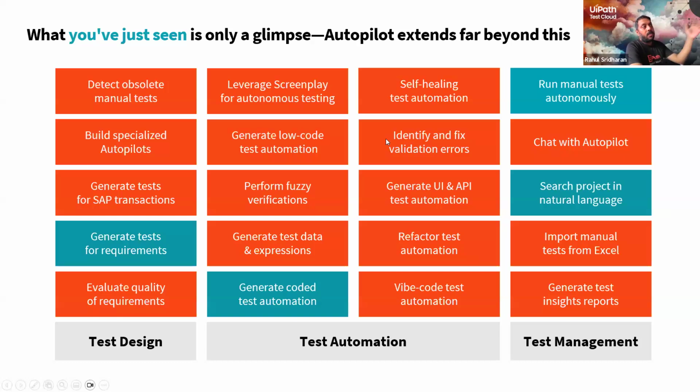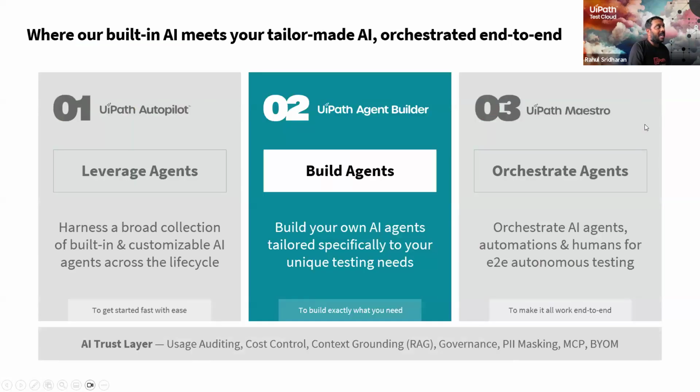Okay, so out of the box agents, we have seen four agents: generate tests from requirements, generate coded automation, search project in natural language, and run manual test cases autonomously, right? So these are all the out of the box agents.